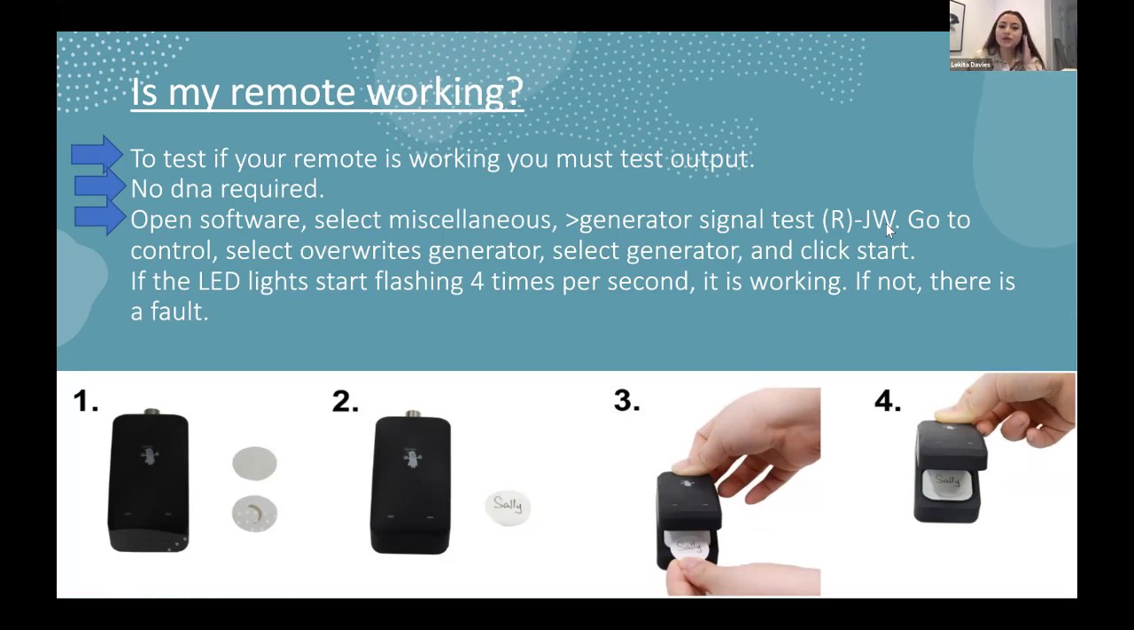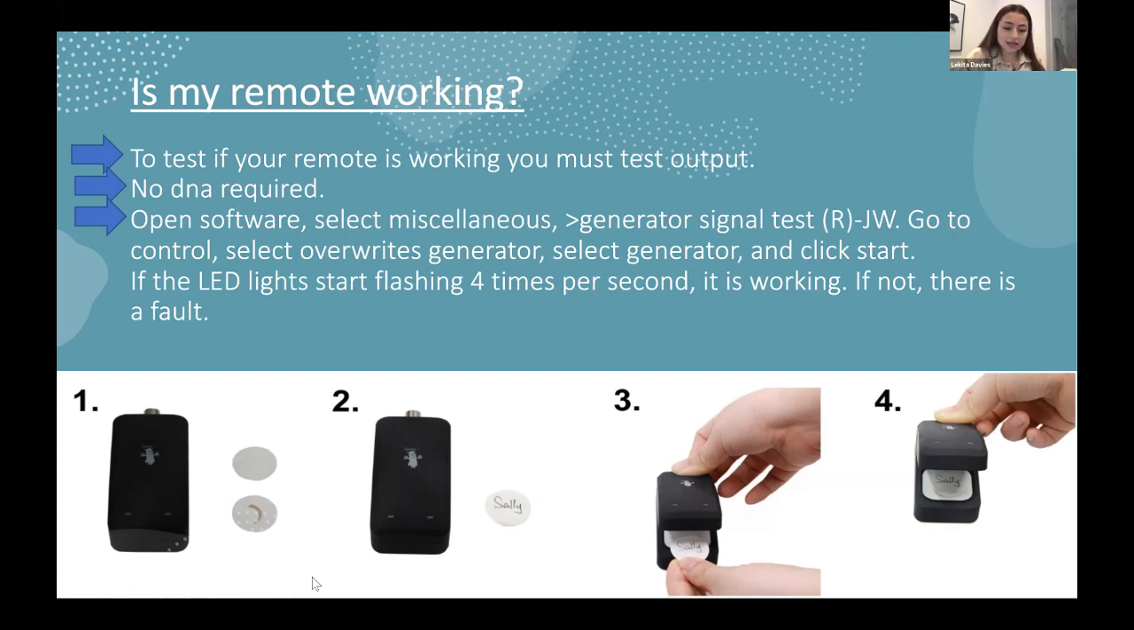So to test if your remote is working, you need to test the output, and no DNA is required for this. So what you would do is you would open the software, you would select miscellaneous, and then generate a signal test. Then you would just go to control and select overwrite generator, select the generator that you're using and click start. So the whole process of what I've just shown you previously of selecting the generator and clicking start.